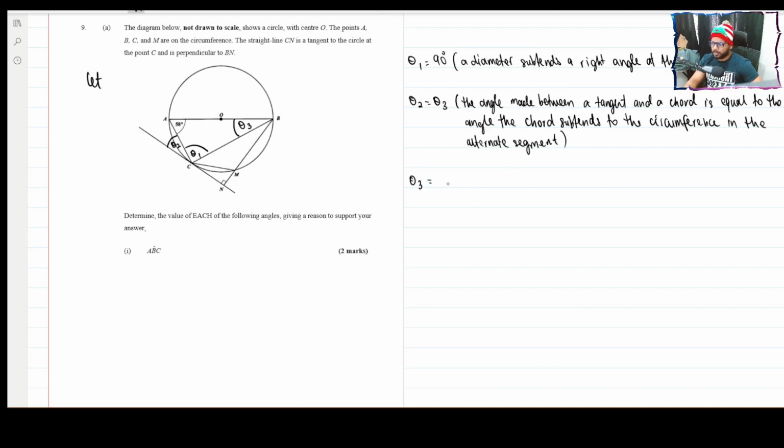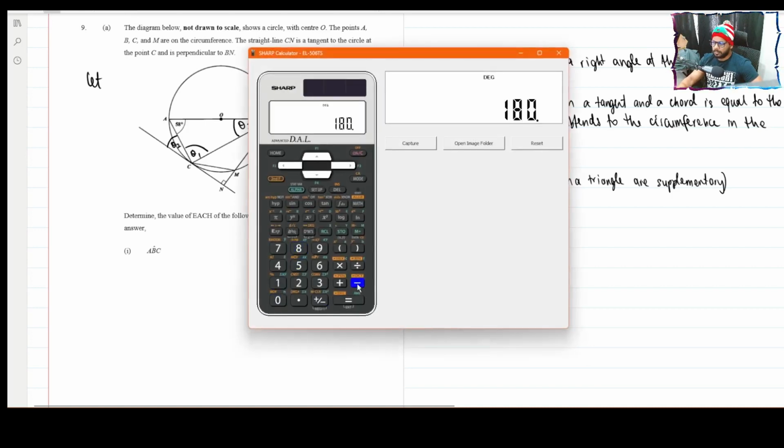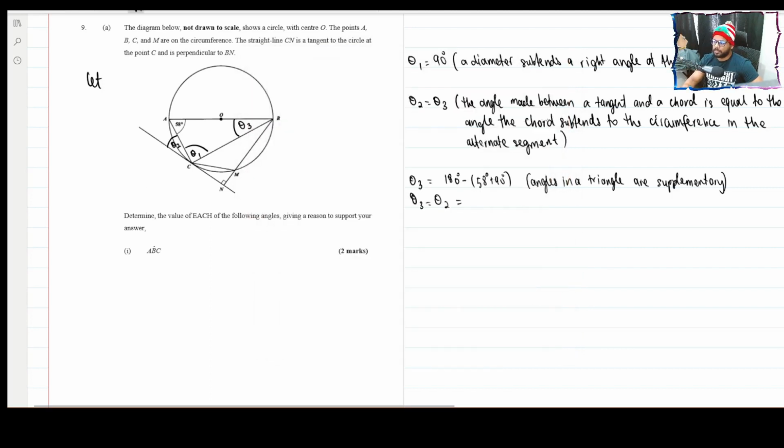Theta 3 is equal to 180 degrees take away 58 degrees plus 90 degrees. And the reason for that is angles in a triangle are supplementary. So theta 3, which is equal to theta 2, is equal to 180 minus 58, take away 90, and I get 32 degrees.